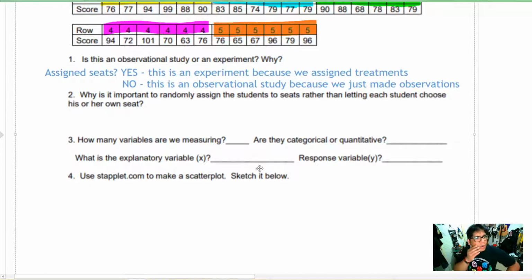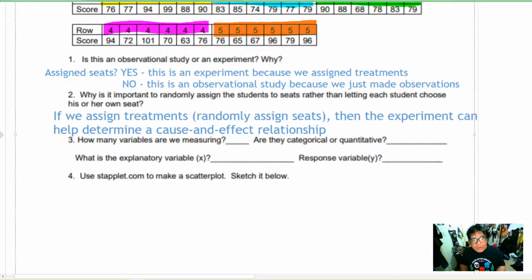How about number 2? Why is it important to randomly assign students to seats rather than letting students choose his or her own seat? So this is really similar, or really kind of dovetails into that question 1, because what does it mean if we get a chance to have an experiment? This has everything to do with the fact that we have an experiment if we assign the seats. And if we assign seats, then this experiment can help determine a cause and effect relationship between row and test score.